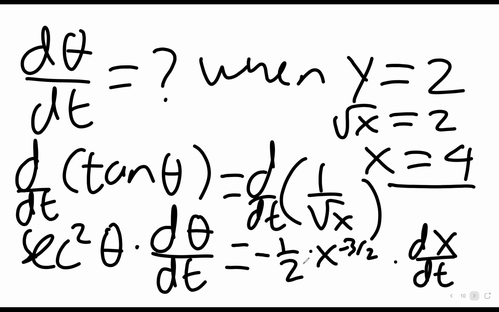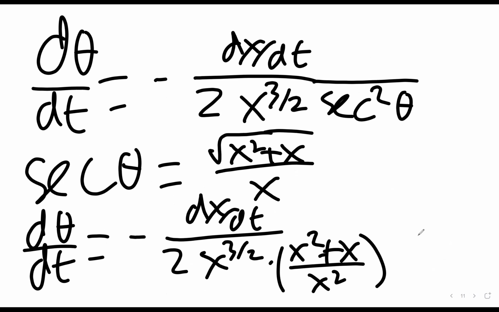Okay, similarly for the right hand side, take the derivative with respect to t of 1 over square root of x, and we recall that 1 over square root of x is x to the power minus half, and in the end this derivative is minus half multiplied by x to the power minus 3 over 2, and then multiplied once again by dx dt. Okay, finally, just write d theta dt in terms of x only. I have d theta dt is minus dx dt over 2x to the power 3 over 2 secant square of theta.